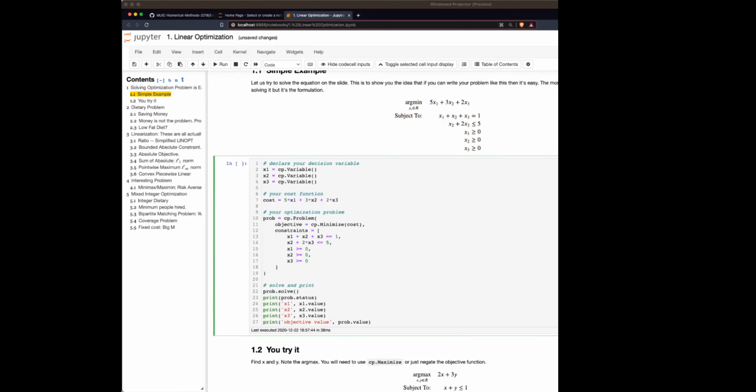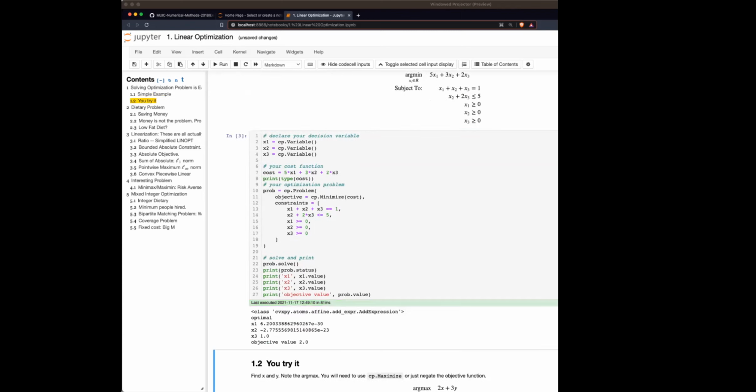Okay, so here's what you do. You need to tell it, okay, x1 is a variable, x2 is a variable, x3 is a variable, right? And then this cost is not a number. The cost here is a function. If you print type of cost, you're going to see that it's an AddExpression of some function. You don't really need to worry what that means. So this part is an expression depending on x1, x2, and x3.